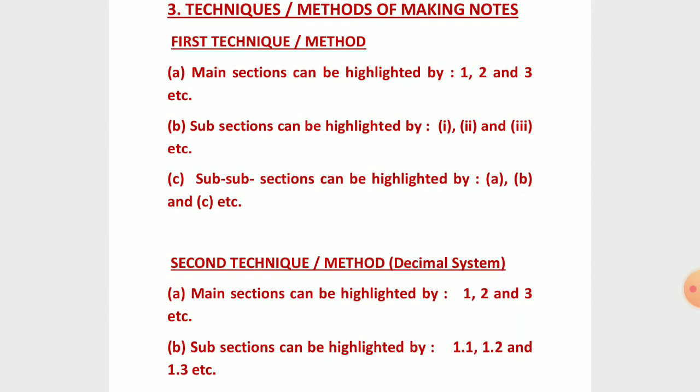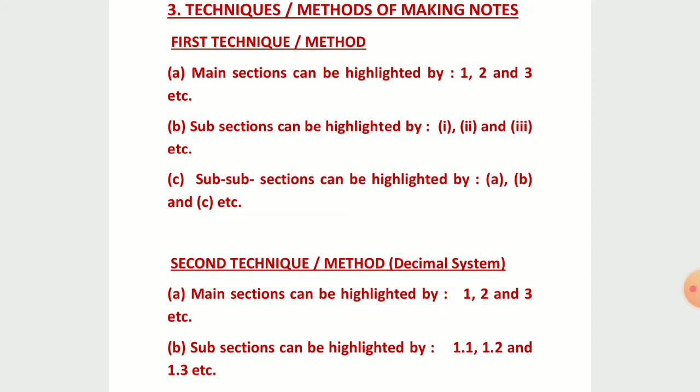Okay, now let us first focus on the first technique or method. Now main sections can be highlighted by 1, 2 and 3. By the numerals 1, 2 and 3 in the first technique. Subsections can be highlighted by Roman 1, Roman 2 and Roman 3. And sub-subsections can be highlighted by alphabetical A, B and C, etc.